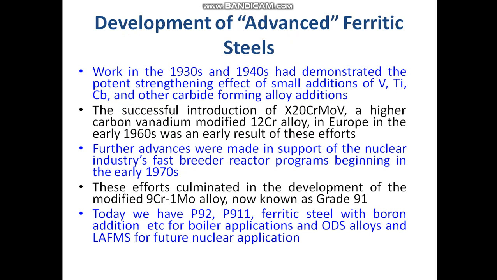Now regarding the development of advanced ferritic steels. Work in the late 1930s and 1940s demonstrated that alloying additions or small additions of vanadium, titanium, columbium and other carbide formers have a potential strengthening effect on the material, particularly high temperature strength. The successful introduction of X20 CrMo, a high carbon vanadium modified 12 chrome alloy, in European countries in the early 1960s was an early result of these efforts.